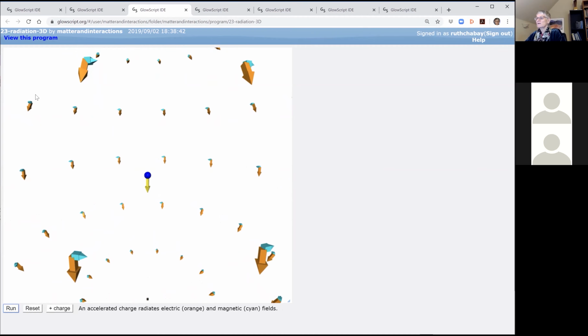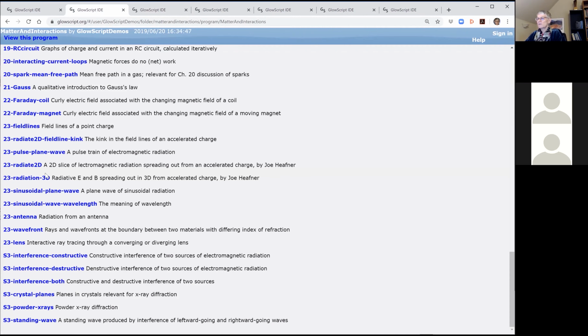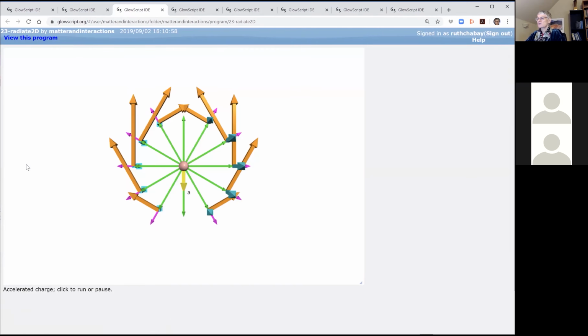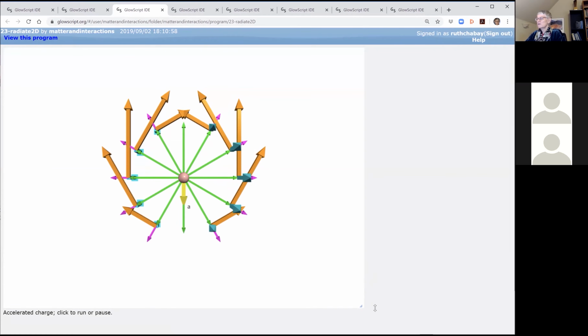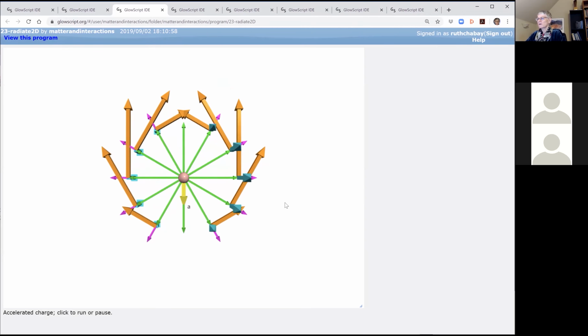A slightly simpler representation might be to just take a 2D slice through this. So here is a 2D slice. So we're just going to look in the plane of the page here. And we've kicked the charge downward. And there's a lot of arrows here. So the orange is the electric field. The cyan is, of course, the magnetic field, which is pointing into or out of the page, we can see here. The yellow arrow is the brief acceleration.